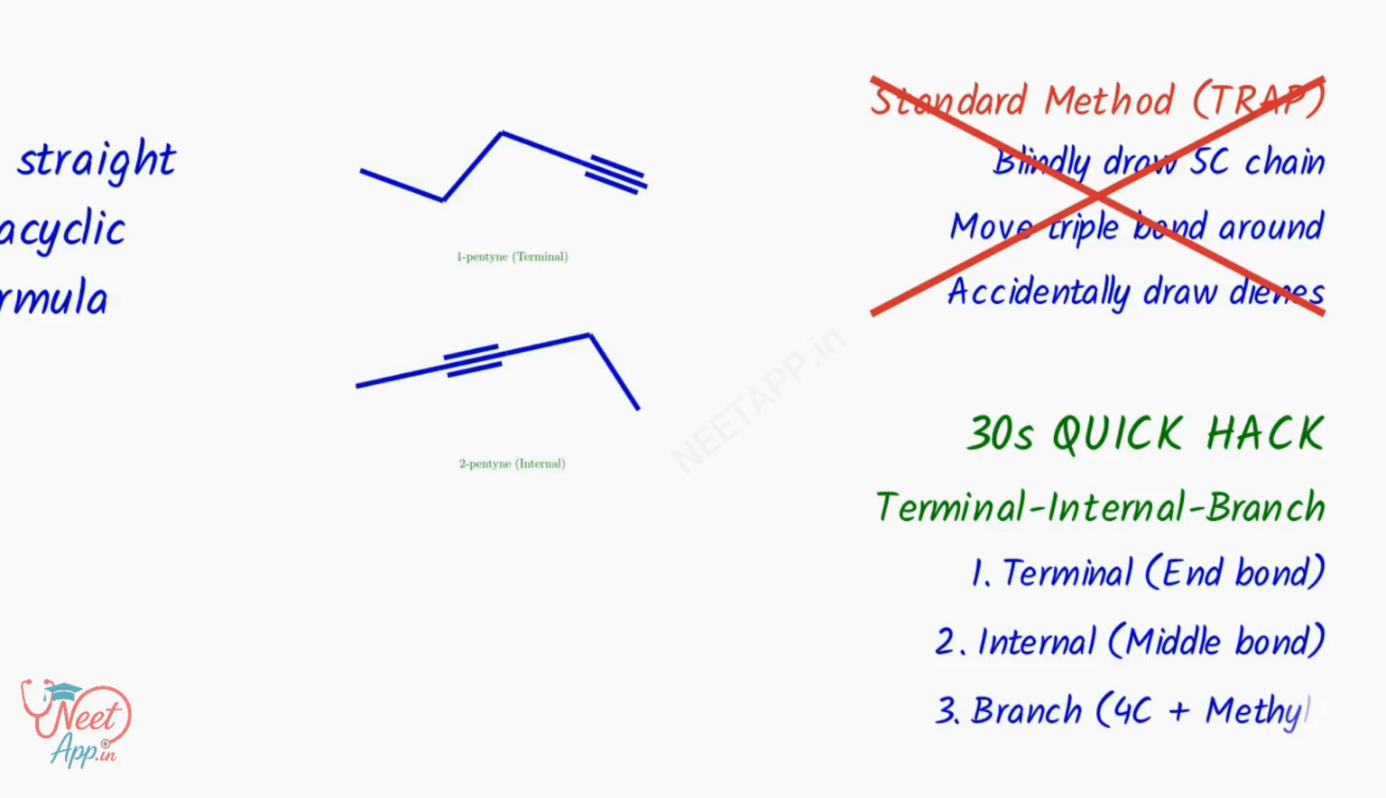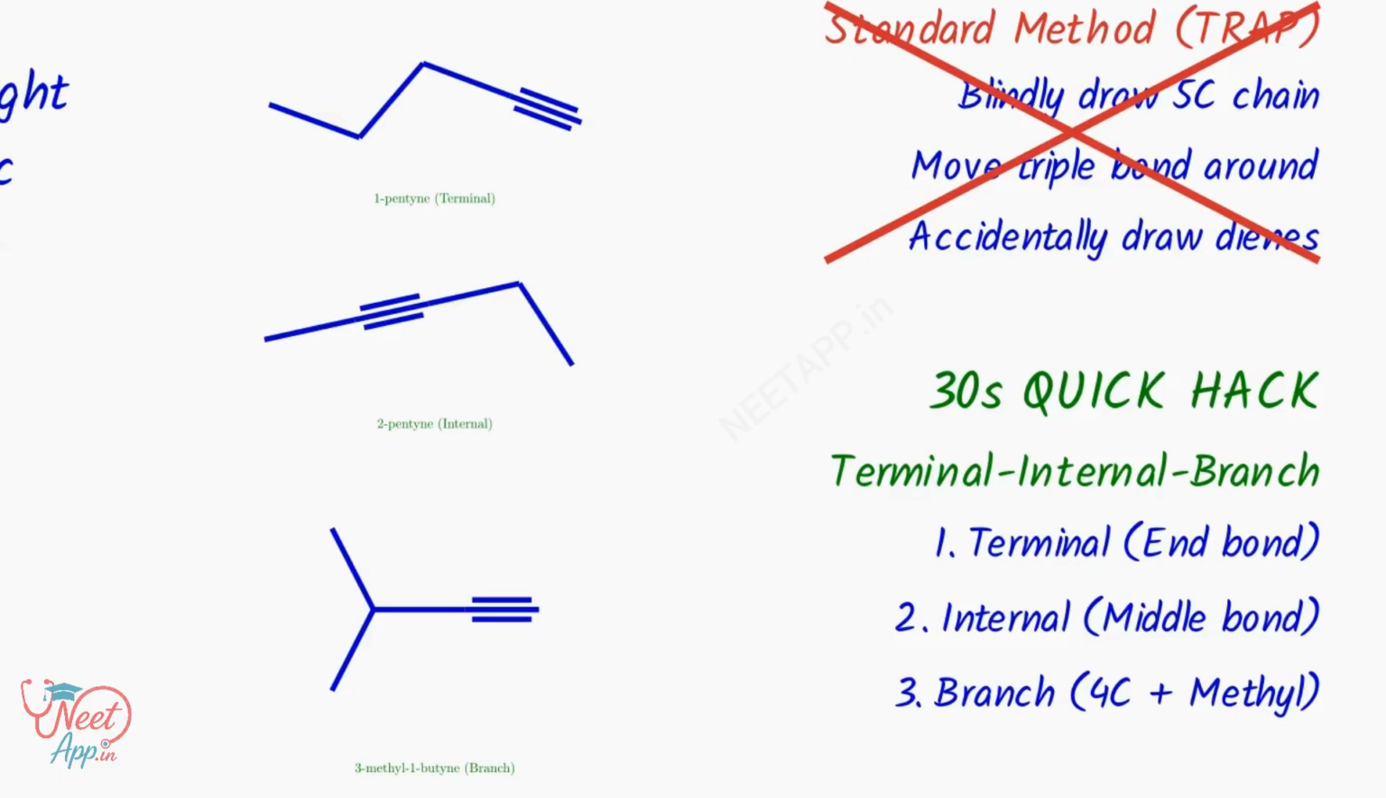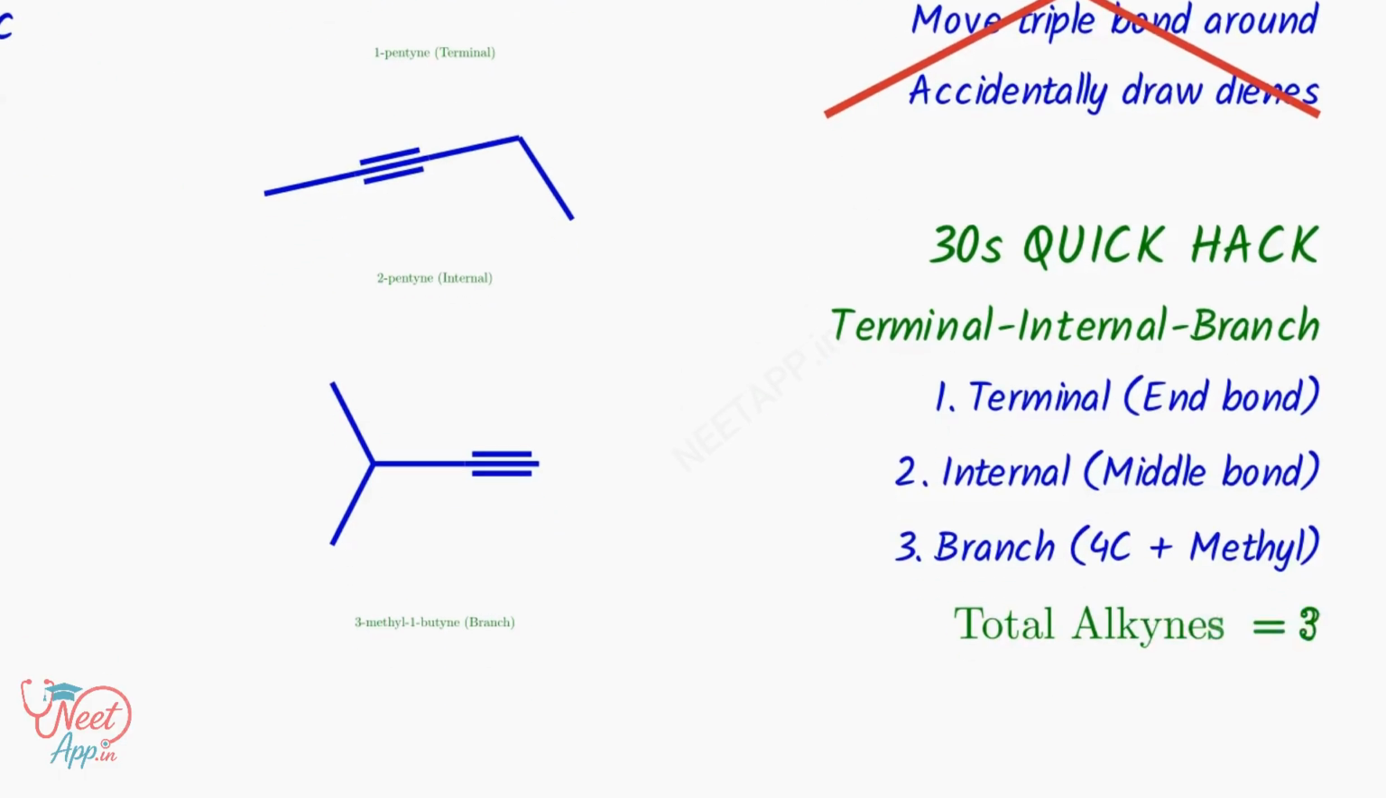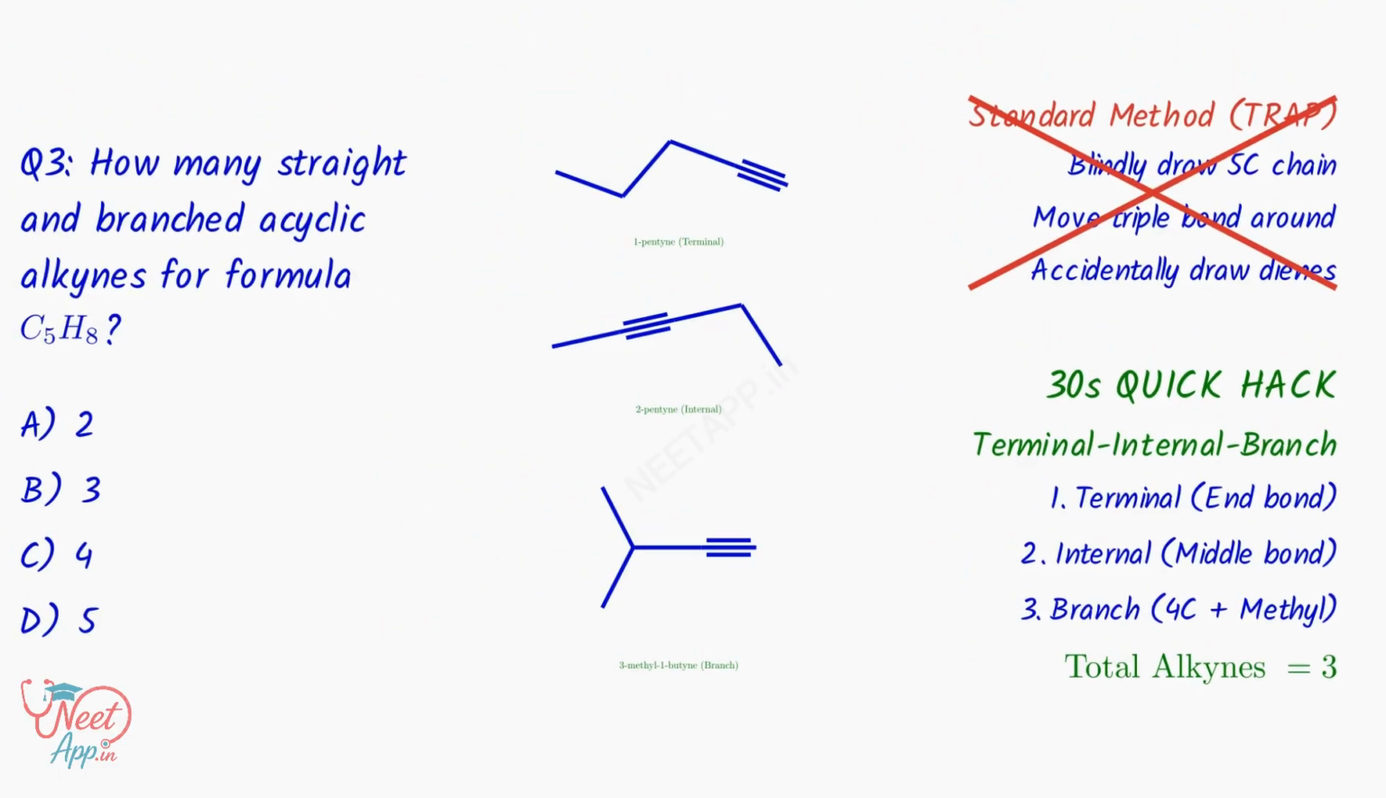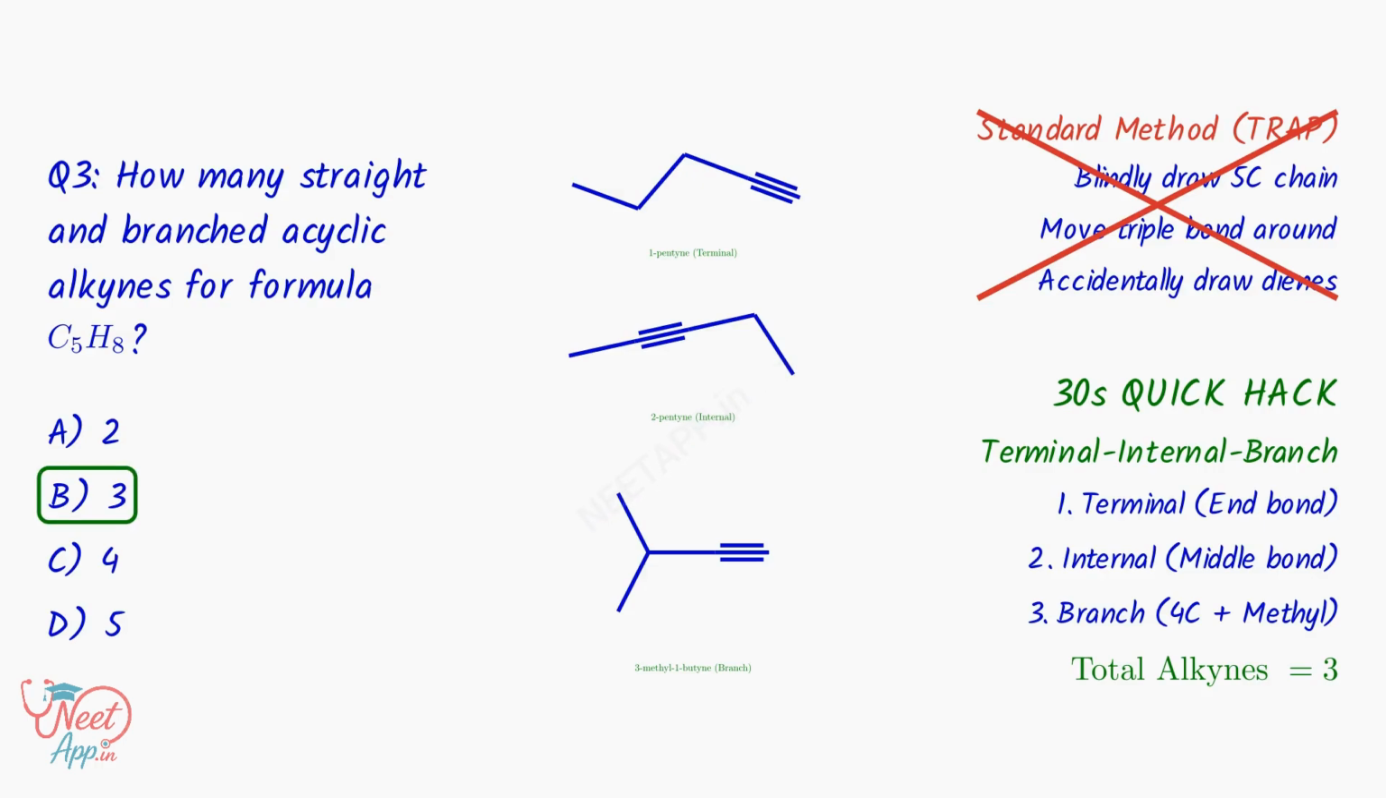Watch the center screen. 1-pentyne is our terminal alkyne. Shift it, 2-pentyne is our internal alkyne. Now snap the chain to 4 carbons and branch it. 3-methyl-1-butyne. That's it, exactly 3 isomers. Option B is your correct answer. Reduce the chain, branch it and save your time.